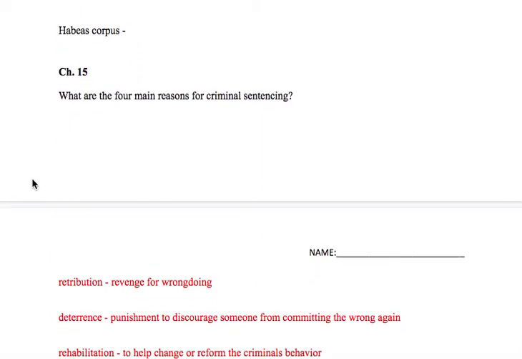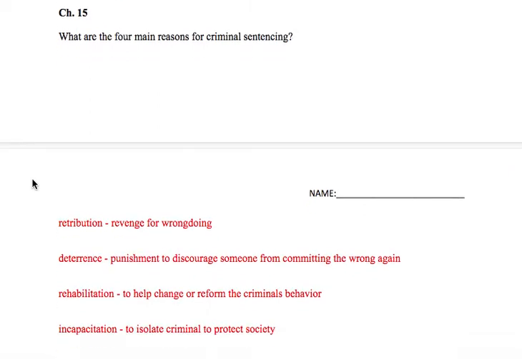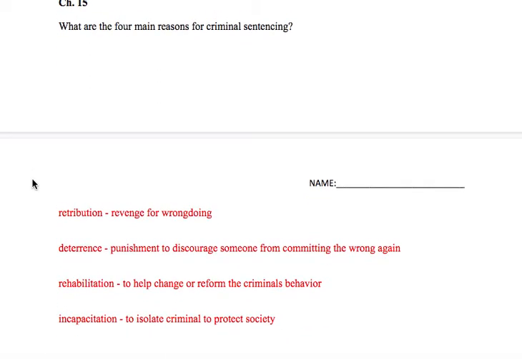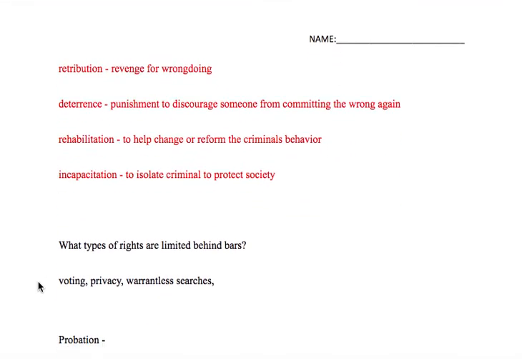Last couple things here, Chapter 15, what are the 4 main reasons for criminal sentencing? So these are very important. Retribution. You want to kind of give someone revenge for the wrongdoing. You should be punished for doing something wrong. Deterrence. You want to punish someone to discourage them from doing it again. Rehab. Change the person's behavior. Or incapacitation. This person just needs to be isolated. They're a danger to society.